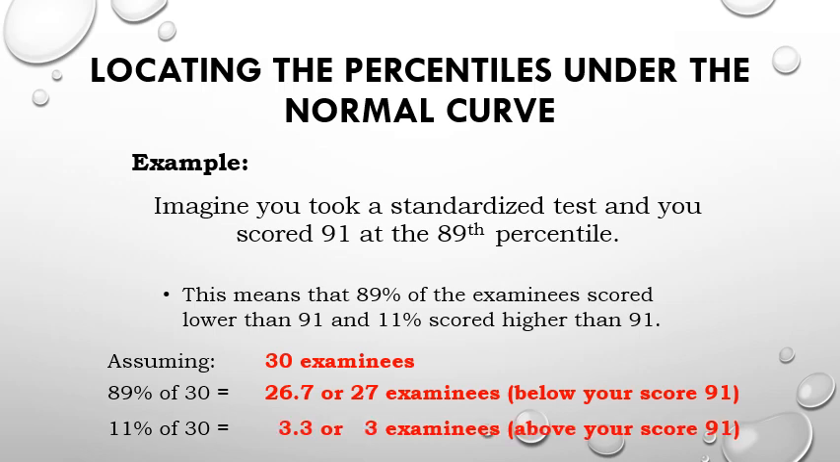And then, 11% of 30 is 3.3 or 3 examinees. So, naa pay tulo ka mga examinees nga labaw pud sa imong score nga 91. So, muna siya buot ipasabot sa percentile.